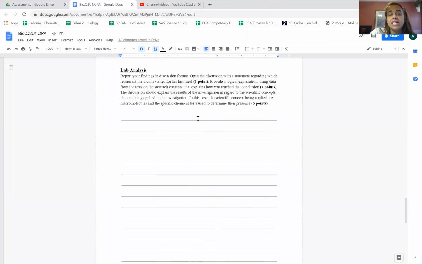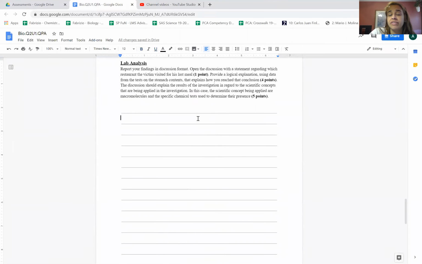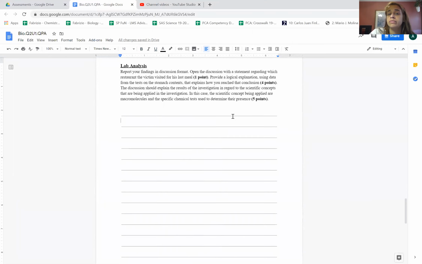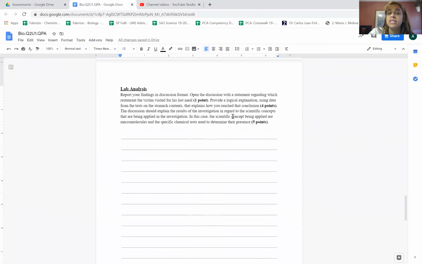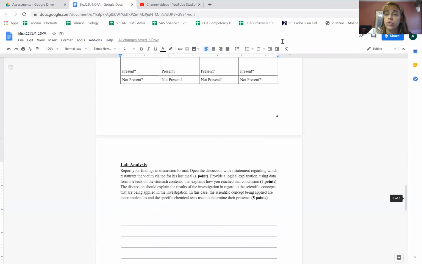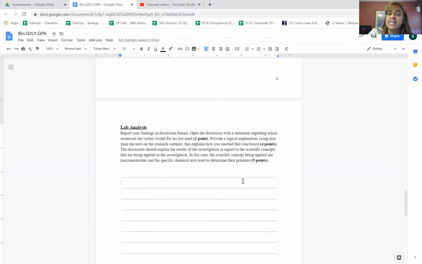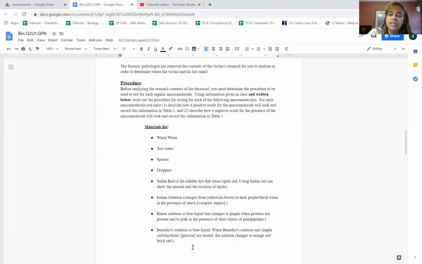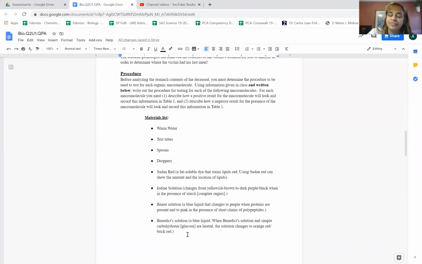And finally, lab analysis is basically you're just reporting your findings. So you're going to open discussion. So say where the victim was at his last meal, how you came to find that. So which macromolecules pointed you toward which restaurant, and then how you reached this conclusion. So even though we weren't able to perform the test, you have the procedure written here, and you have the different solutions here.